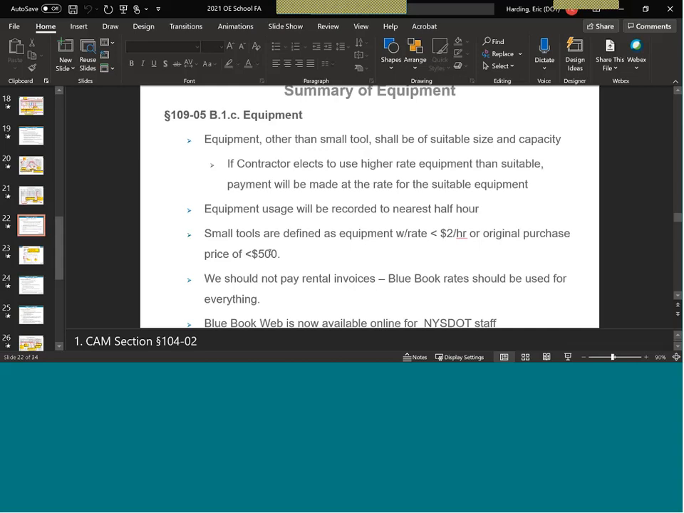Equipment usage is recorded to the nearest half hour. Small tools. I danced in the street when they added this to 10905, as I fought it for years. Small tools are defined as equipment with a rate of less than $2 an hour or an original purchase price of less than $500. We're going to see that in an example in just a little bit.